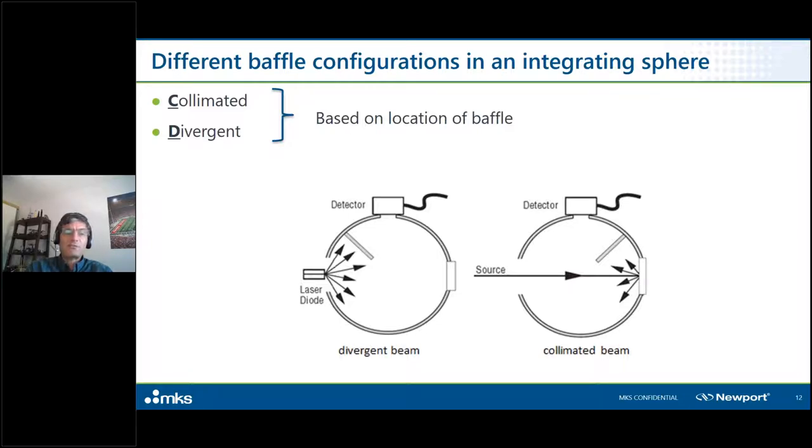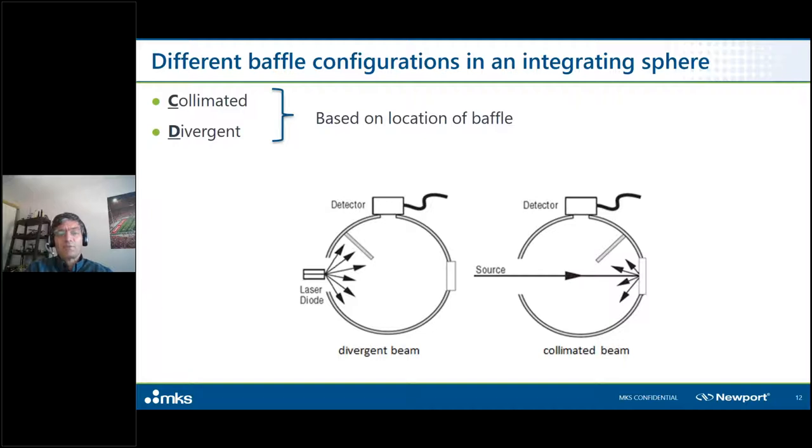So that creates the situation where the beam is multiply reflected around the sphere until it eventually gets to the detector. And you can see that for a collimated beam, the baffle has to be put in a different position to prevent that. So that's something to keep in mind with integrating spheres. You want to make sure that you use a baffle that's configured, in the case of a divergent beam, in the configuration on the left, to prevent erroneous results that are caused by sort of short-circuiting this multiple reflection effect.